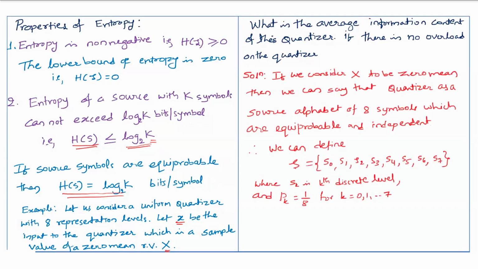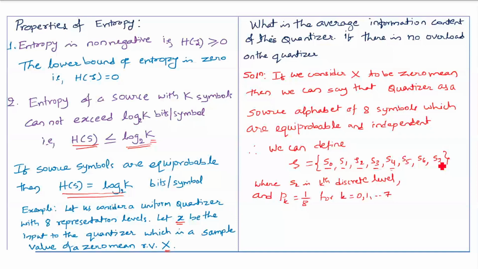And if we consider x to be zero mean, then we can say that the quantizer has a source alphabet of 8 symbols which are equiprobable and independent. Independent because the quantizer we use is a memoryless quantizer, and we can define these levels, right? S0, S1, S2, S3, S4, S5, S6, and S7. These are voltage levels now, where Sk is the kth discrete level.